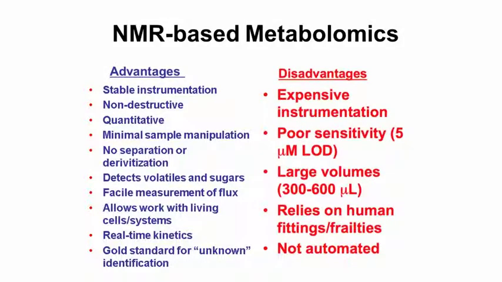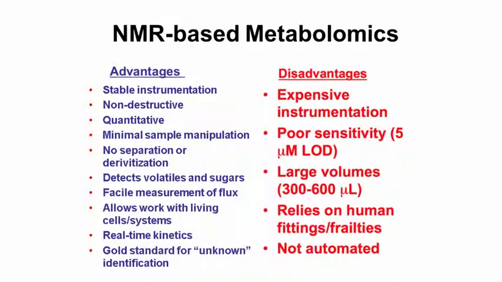But there are disadvantages for NMR-based metabolomics. NMR instruments are expensive. It's not unusual to pay upwards of $1 million, and some of the largest systems are up to $20 million. The limit of detection for NMR is not great. It's about 5 micromolar. We've seen that in other diagrams I've talked about. The volumes are relatively large, as opposed to 10 microliters that you need for mass spec. And the fact that people have to do a lot of the manual work. Now, we've talked about some of the automation techniques, and I'll reiterate some of these here again.